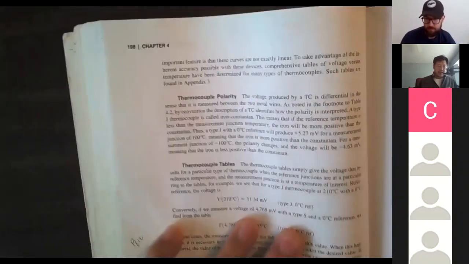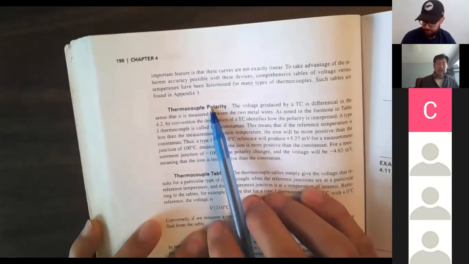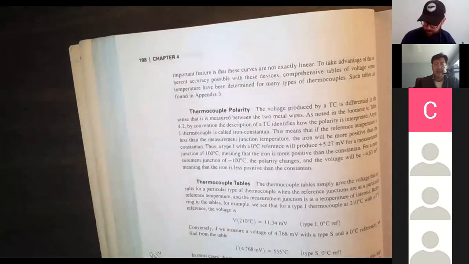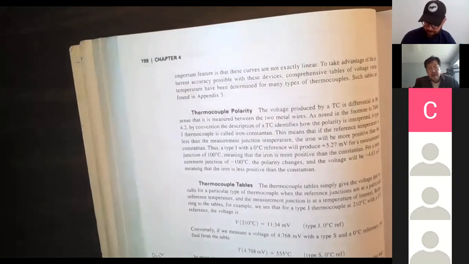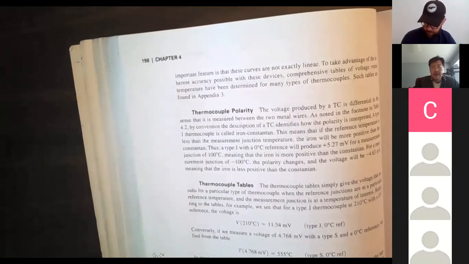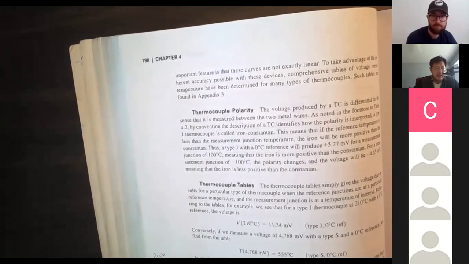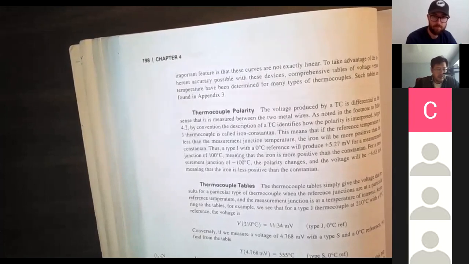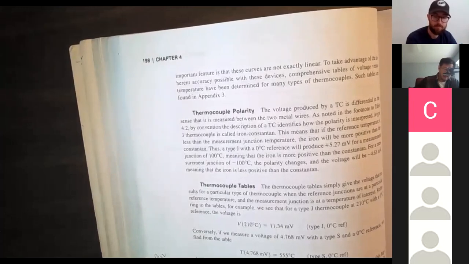Just like a battery, the thermocouple has polarities. One is positive, one is negative. Unlike the previous one, which does not have polarity, it's just a resistor, so it doesn't matter which terminal connects to which. The thermocouple, on the contrary, when you're using a thermocouple, make sure the positive and negative go to the right positive connection and the right negative connection.